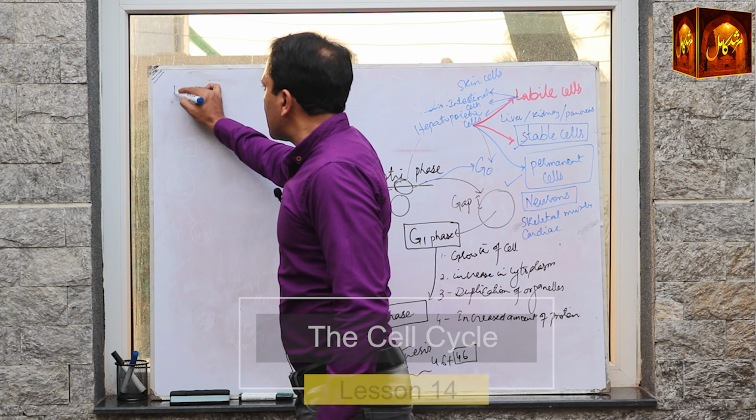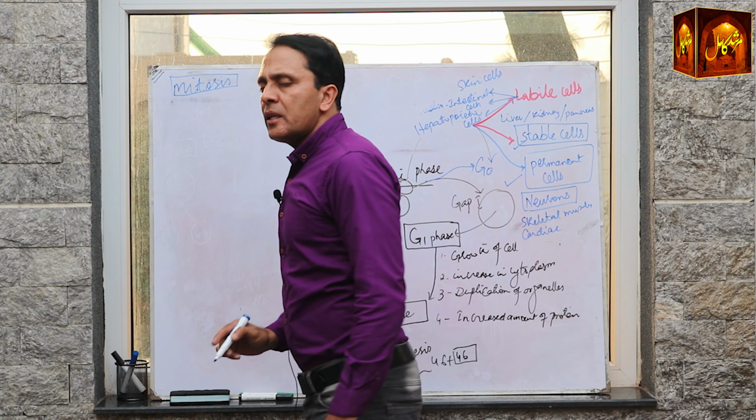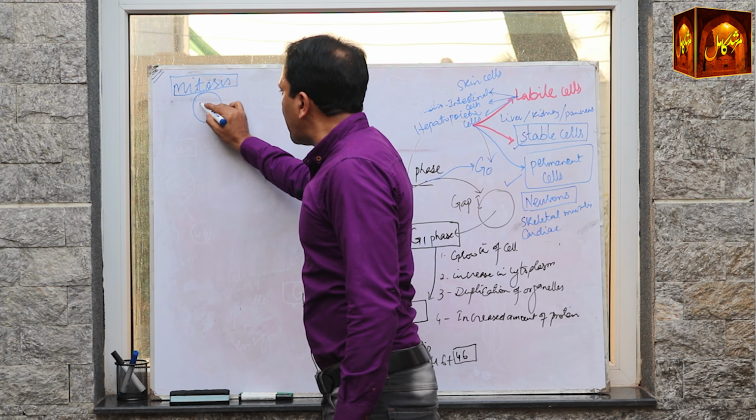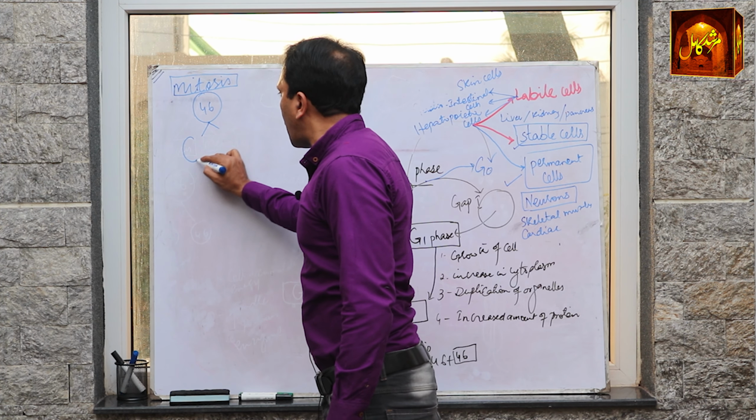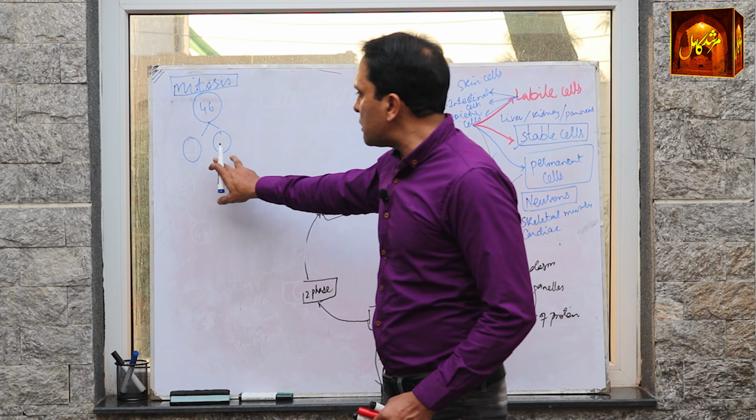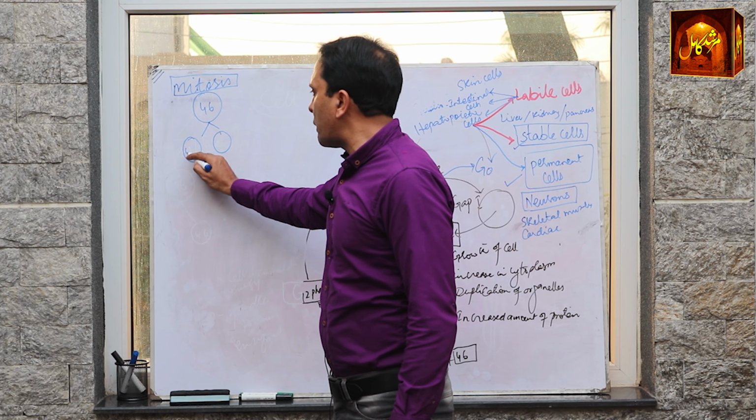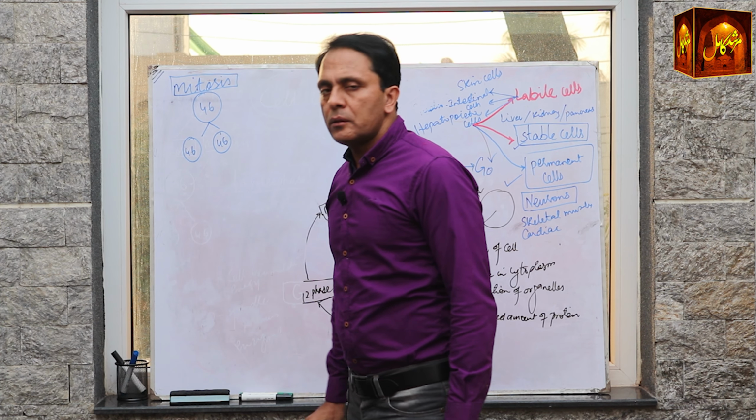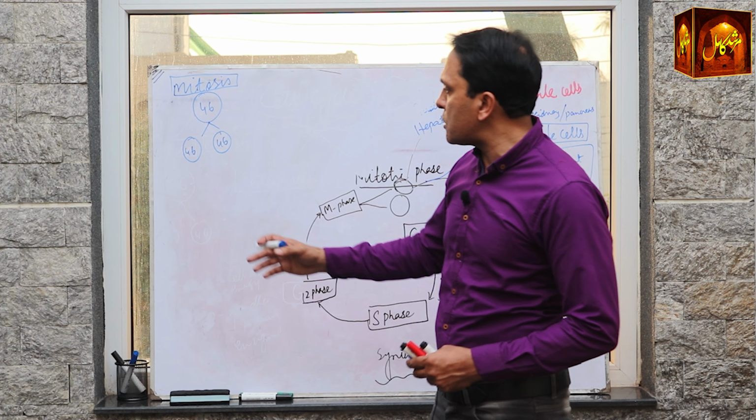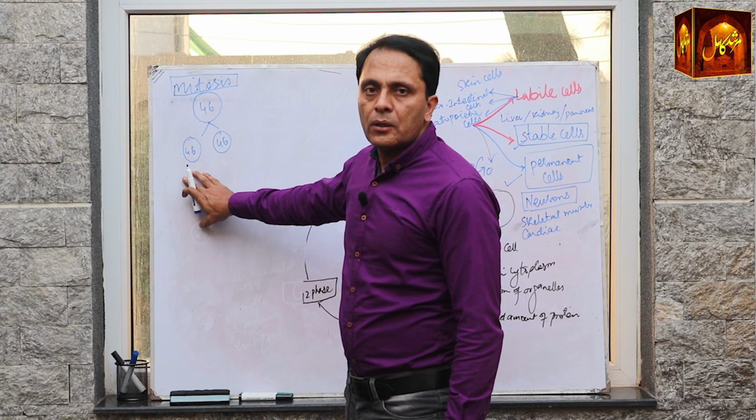When we talk about the process of mitosis, mitosis is a type of cell division in which one parent cell will be divided into two daughter cells with the same number of chromosomes. It means these two cells will be genetically identical with the parent cell. If 46 chromosomes are present in the parental cell, the same number of chromosomes will be present in both these daughter cells.